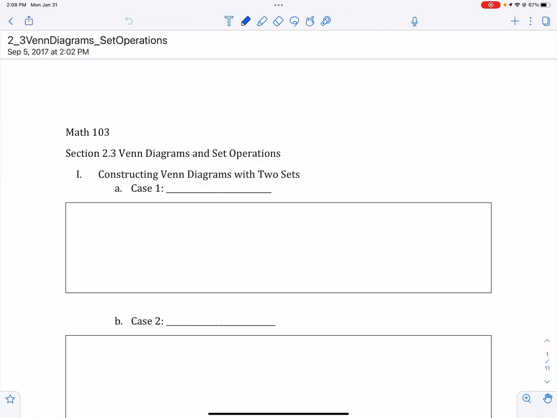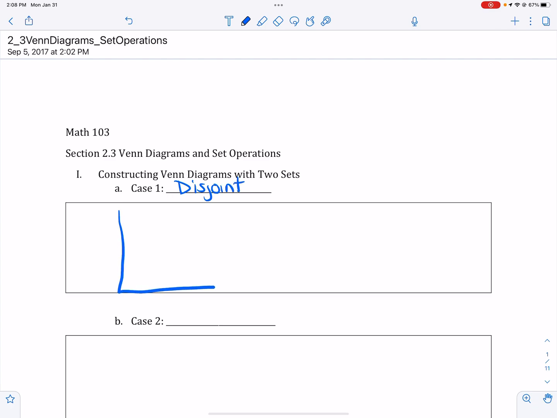All right, this is 2.3. And so I'm not going to get to do all of these, but this has Venn diagrams and operations. So we basically have 4 cases. The first case is the set of disjoint sets.